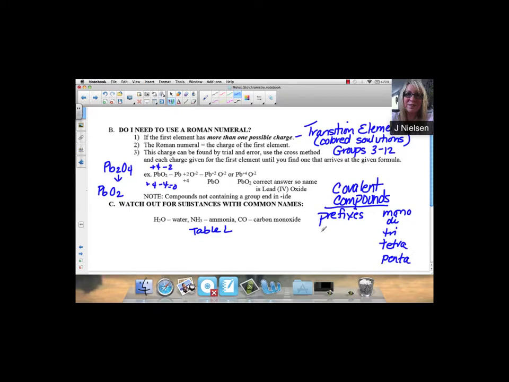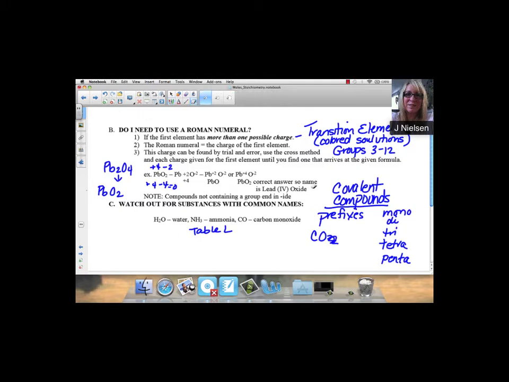So on these, if the first element is 1, we just name the element. For example, CO. There's only one carbon, so we're just going to name it carbon. If the second one is 1, we're going to use the prefix mono, like we did here, but we can't have monooxide. We can't have two vowels next to each other, so we're just going to drop one.